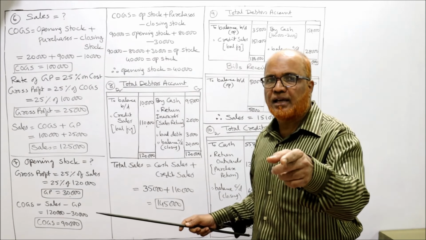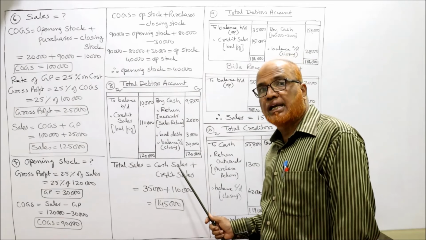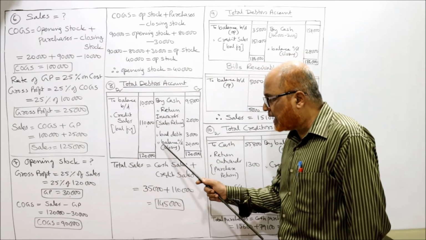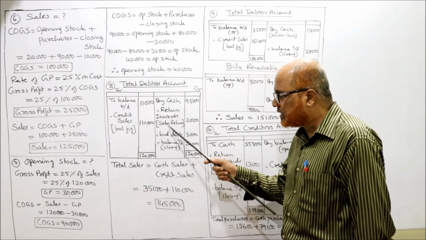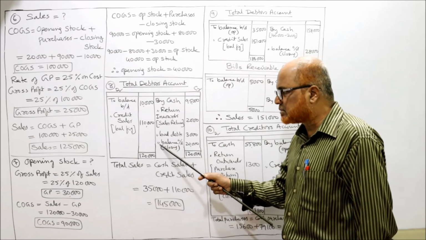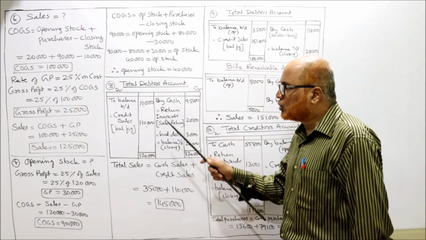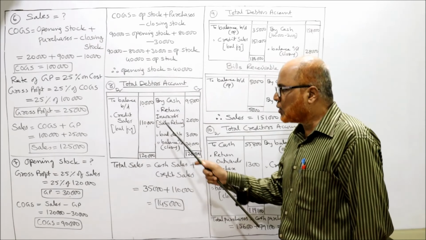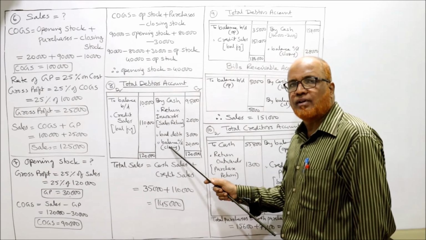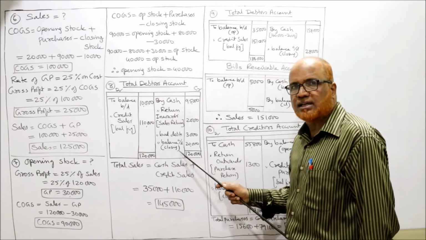Opening जब debit side लिए तो closing will be taken on the credit side. Last item by balance carried down, ये जगह छोड़ दीजिए, ये space छोड़कर last में by balance carried down closing. तो opening debtors debit side, closing debtors credit side. So we have taken opening debtors 10,000, closing debtors 20,000.